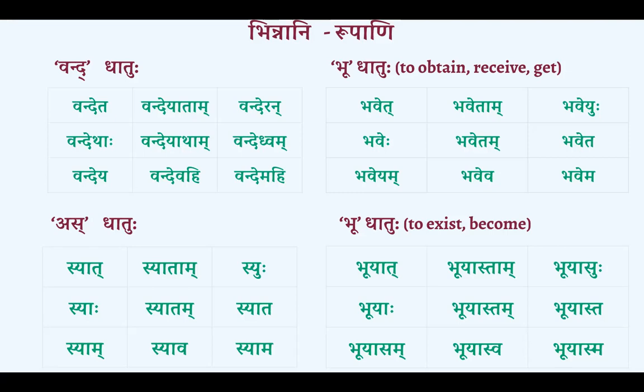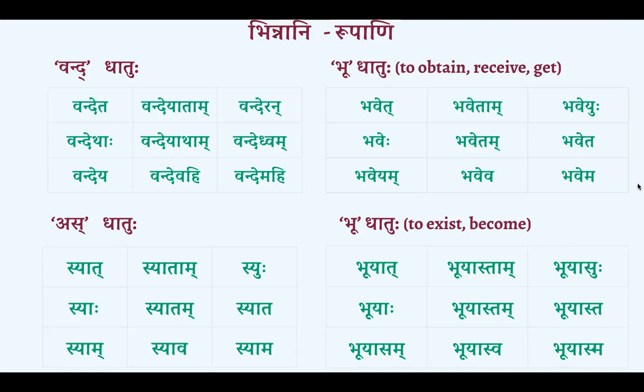So what is it talking about? I pray or worship. So using any of these forms, make one sentence. Aham devam vandeya. Artha kaha? May I worship the God? May I not? I must worship the God. I must worship or I may. Astu.